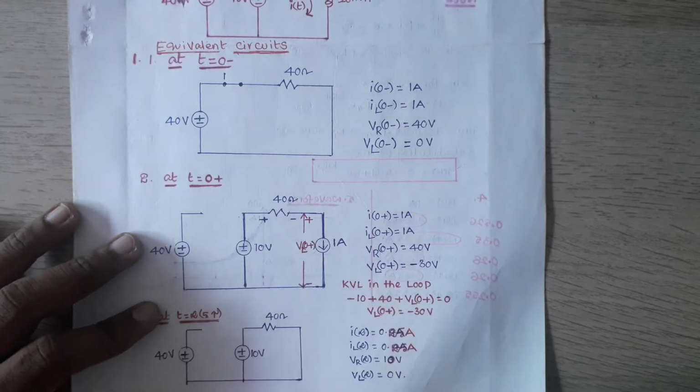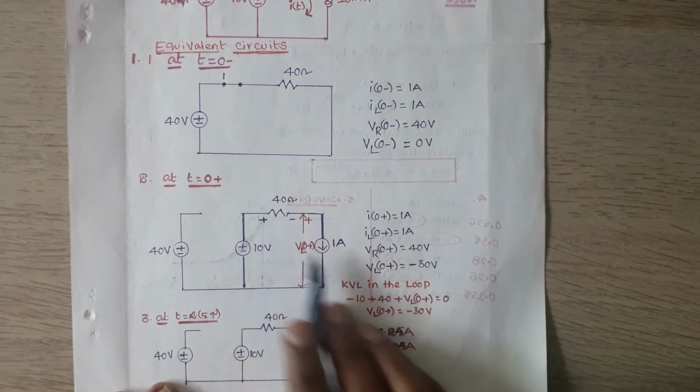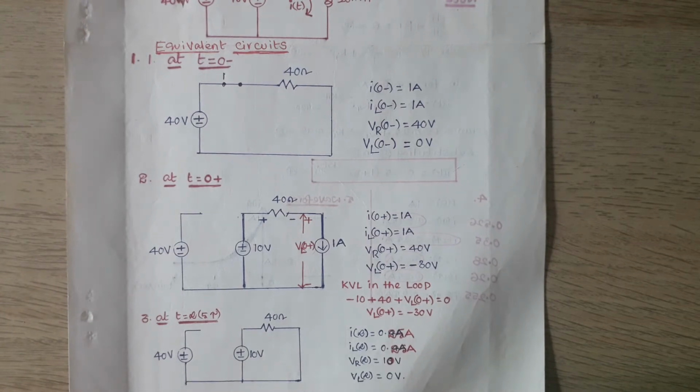So the current in the circuit is 1 ampere, the current in the inductor is 1 ampere, the voltage across the resistor is 40 volts, because 40 into 1 is 40, and the voltage across the inductor is minus 30 volts.